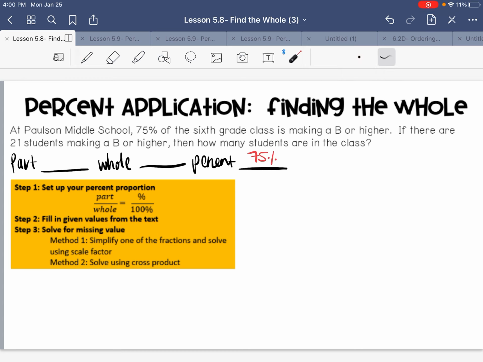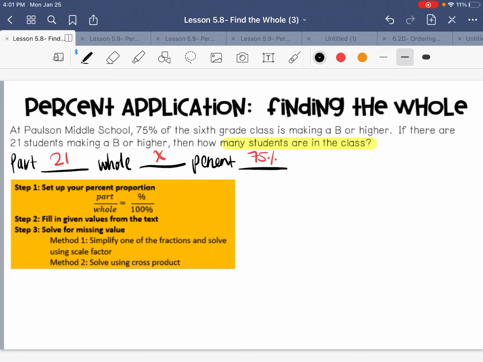Then for my part, it says there's 21 students that made a B or higher, and 75% made a B or higher. Therefore, my part is 21. They want to know how many kids are in the class if only 21 made a B or higher. How much are there in total? Therefore, I will put an X for my whole. I don't know what it is. Remember that we always put a variable to represent an unknown value.